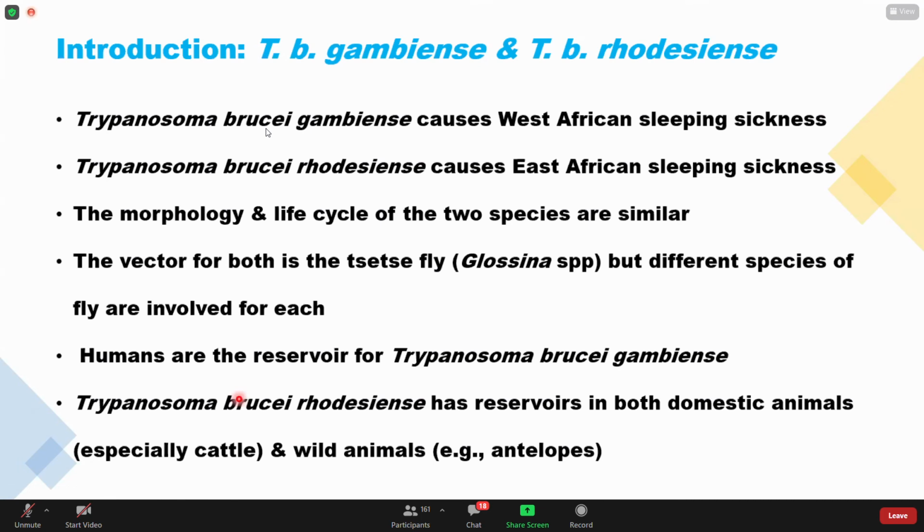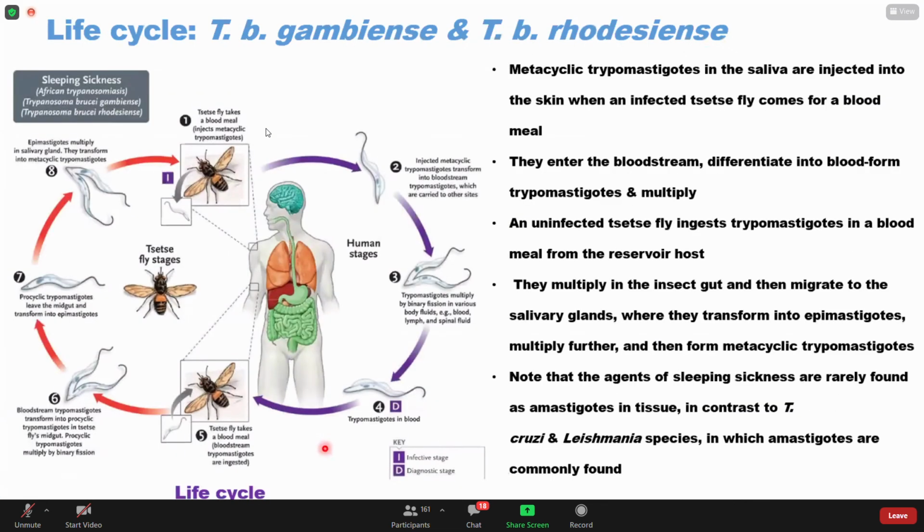They are not responsible for American trypanosomiasis. That is due to Trypanosoma cruzi, okay? The morphology and life cycle is quite different from that of Trypanosoma cruzi, because the insect vector in this parasite is the tsetse fly, not the reduviid bug, okay?